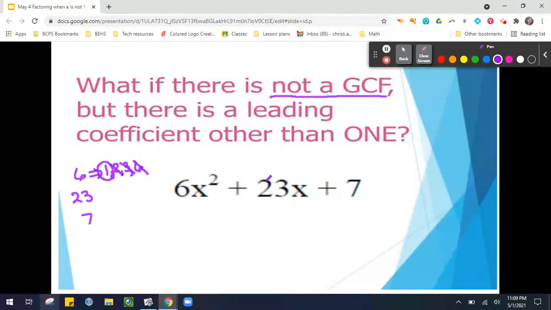But then when we check x squared, x, and 7 has no variable, so there is not a variable part that they share. The greatest common factor is technically 1, but if I divide everything by 1, I'm going to have the same thing. So not a GCF other than 1. If there's not a GCF other than 1, but there is a coefficient at the beginning other than 1, what are we supposed to do?